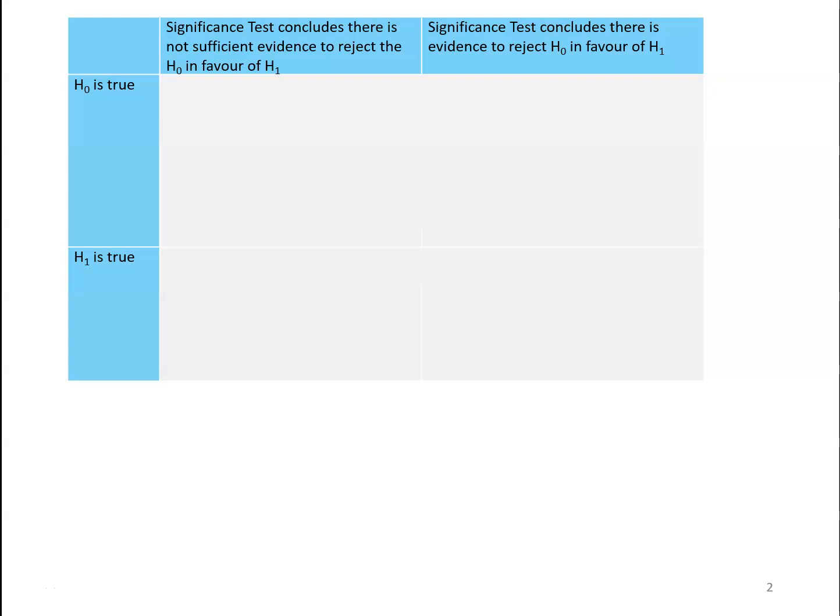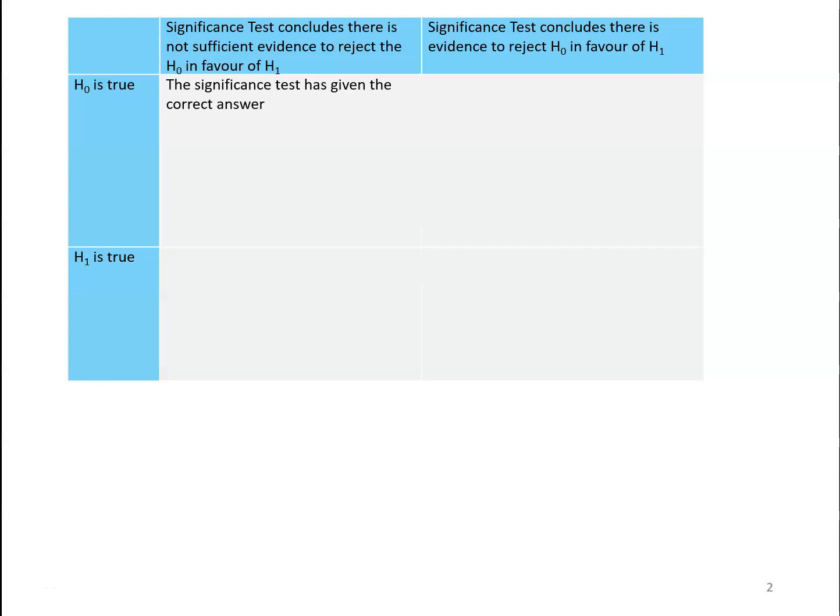When we carry out a significance test, it may be the case that the null hypothesis is true and the significance test concludes that there is not sufficient evidence to reject the null hypothesis in favour of the alternative hypothesis. In which case, if you like, the significance test has decided to accept the null hypothesis. And if that is the case, then the significance test has given us the correct answer.